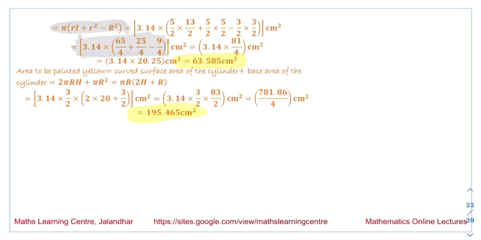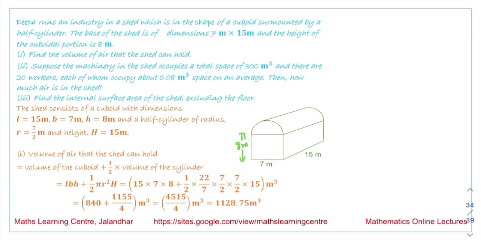Now the next question we have is: Deepa runs an industry in a shed which is in the shape of a cuboid surmounted by a half cylinder. This is shown in the figure. The base of the shed has the dimensions 7 meter, 15 meter and 8 meter. These are the dimensions of this cuboidal portion, and there is a half cylinder on the top of this cuboidal portion. So first we have to calculate the volume of the air that this shed can hold.